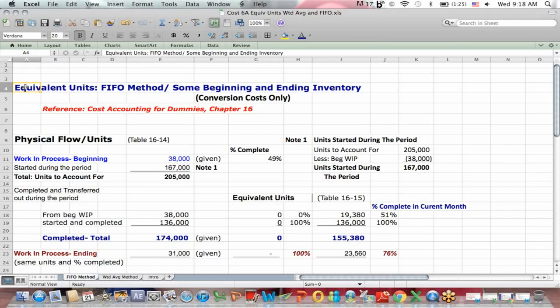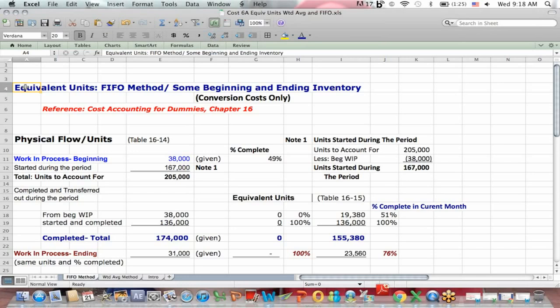So let's talk about first why we have equivalent units to begin with. Equivalent units is a way of assigning costs to a unit of production when units in production are in different stages of completion. So some units are 40% done, some units are 80% done. The question is, how can we have an apples to apples comparison where we can put a cost per unit on each item? And one of the ways we do it is to create equivalent units.